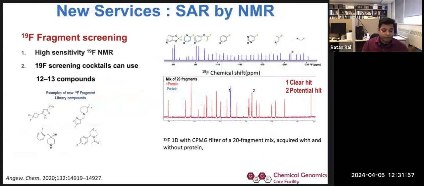So another new method or service which we are presenting for our core, with the help of CDD, is this: we bought one library with the help of the cancer center, a library of around 1200 compounds which has a fluorine label.